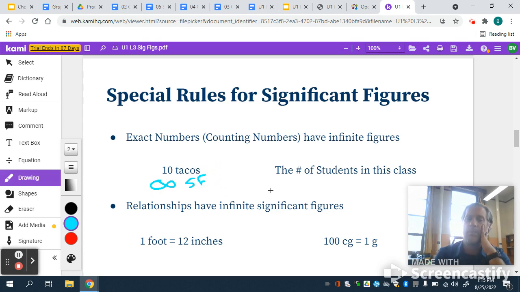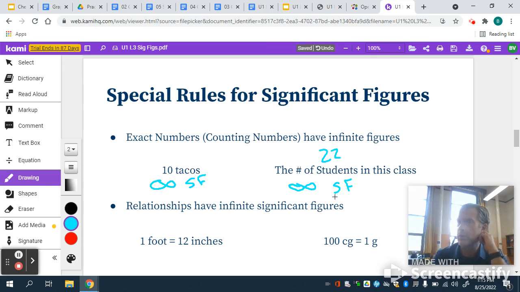Okay. If we count something like the number of students in this class, let's say I counted and there were 22 students in the class, because I counted it, it's a statement of fact, I now have infinite sig figs here. So this is also going to have infinite significant figures, and that's going to be important later.